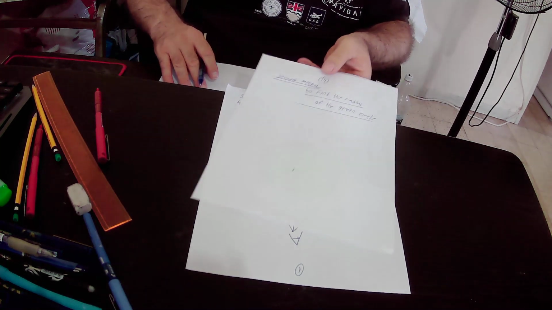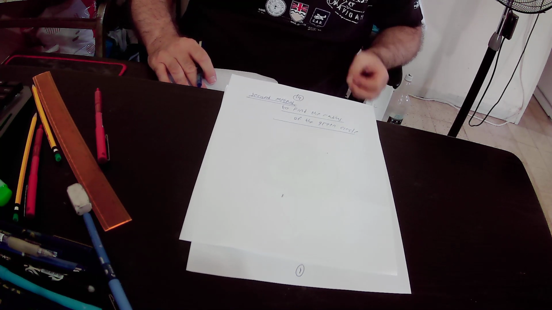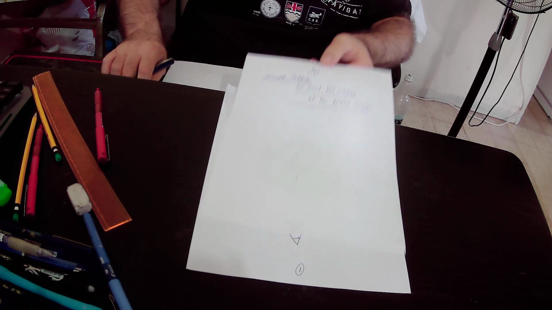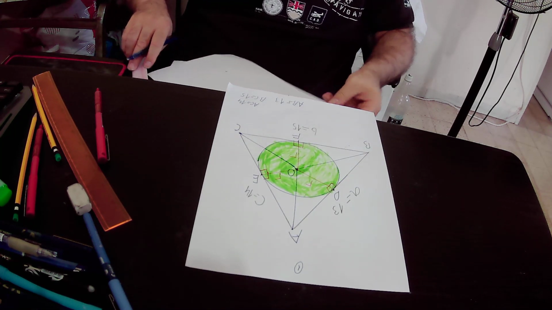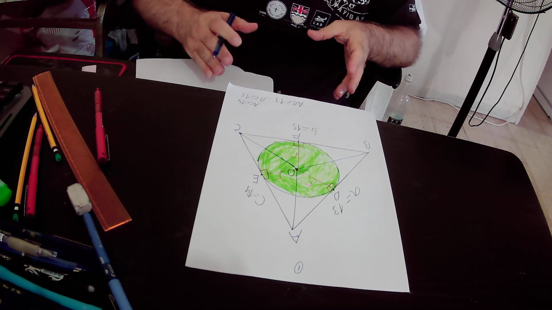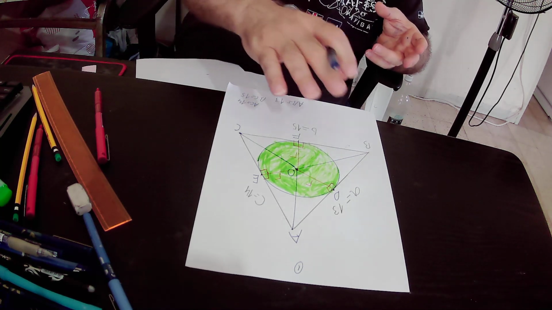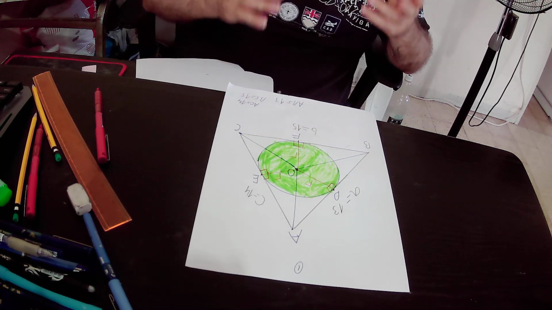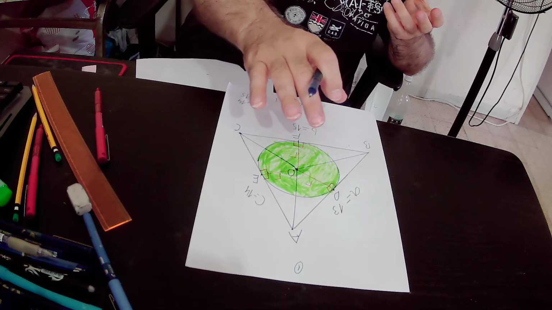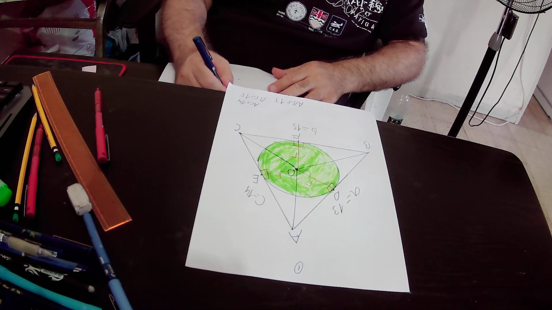Okay, again, I will present you a second method to find the radius of the green circle. In any circle that is inscribed inside a triangle, we have a special formula for finding the radius of that circle.